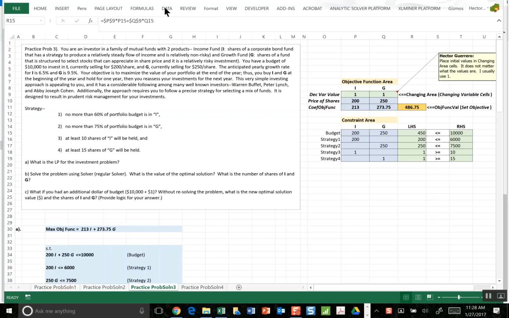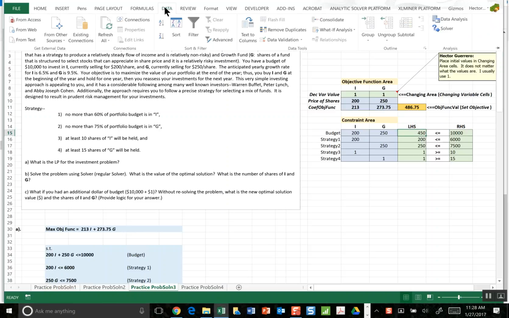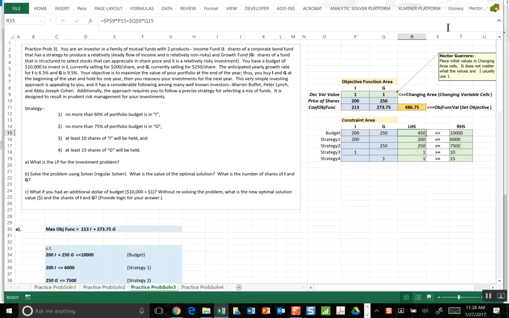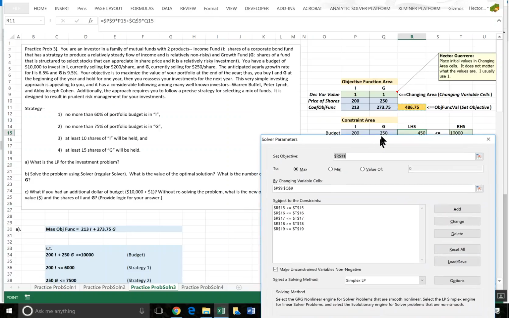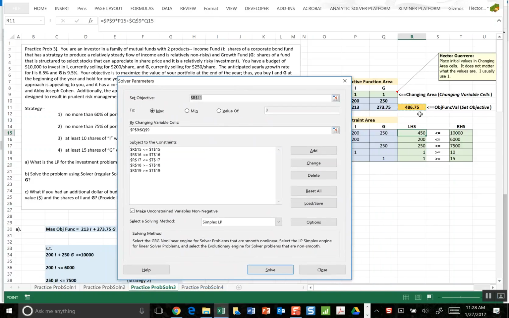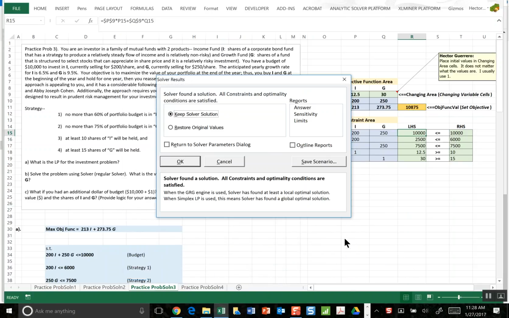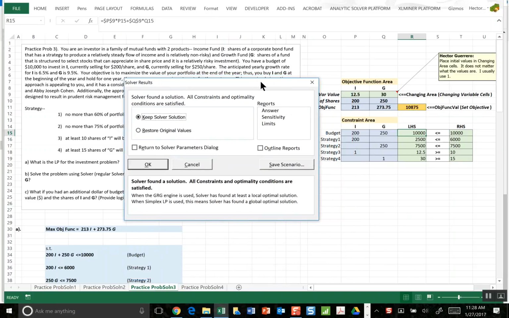Let's go ahead to the Data tab. Let's go to Solver. Here's our model. Make sure that our objective function is set correctly, R11. I hit Solve. And then we see that the values have been changed for I and G. This is where the algorithm does its work.